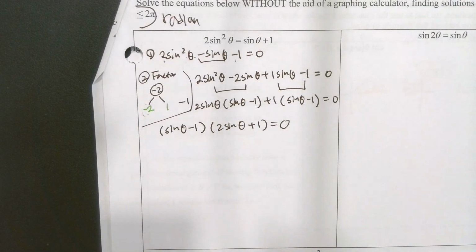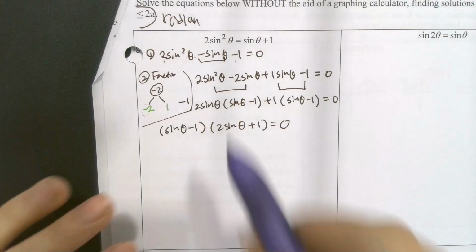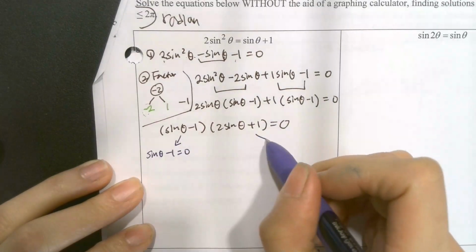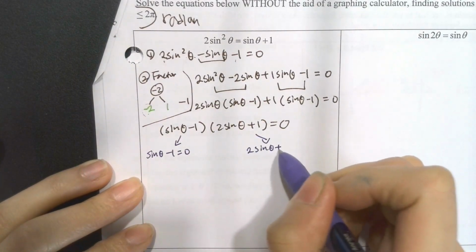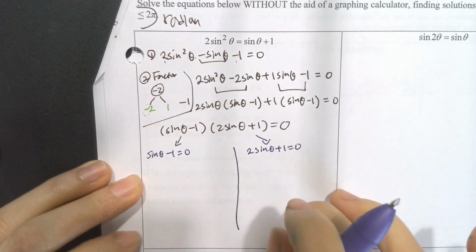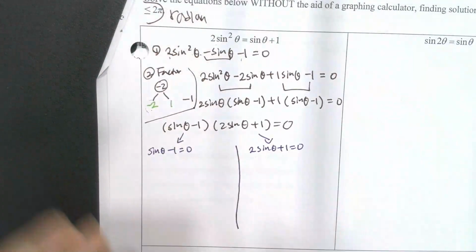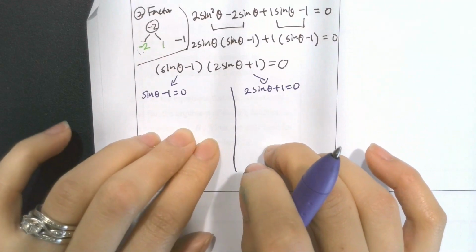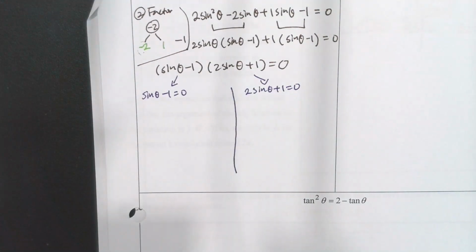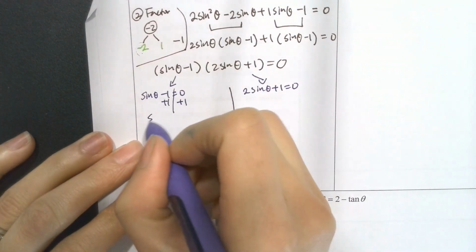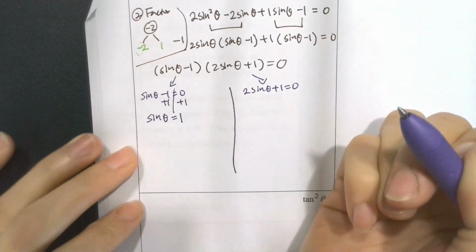Now what do you do after? You're going to set each factor equal to 0 and solve it. So sine theta minus 1 is equal to 0, and 2 sine theta plus 1 is equal to 0, and each will yield a different answer. Your solution for this problem will be everything, but each factor is going to give you different answers. I don't know how many solutions this one has, but more than one for sure. So let's go. Add 1 to both sides. Sine theta is equal to 1.